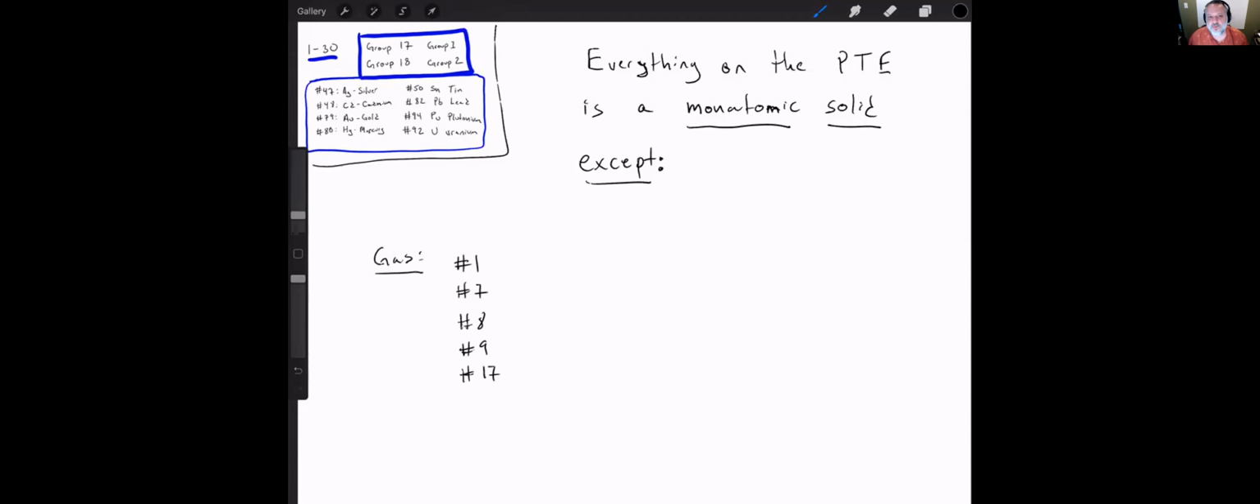Here's one way that's easy to remember them. What state do you think the noble gases appear as? Anybody want to take a stab at the natural state of the noble gases? Yeah, they're gases. Good guesses. They're gases. So the entirety of group 18 is a gas. That definitely helps you remember that. And I mean everything: helium, neon, argon, krypton, xenon, and radon.